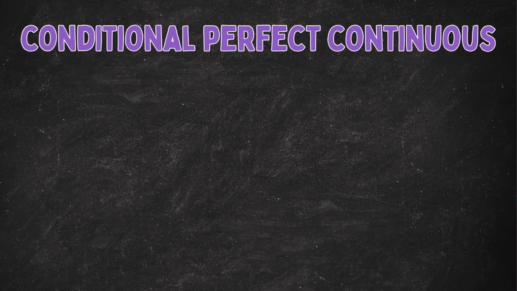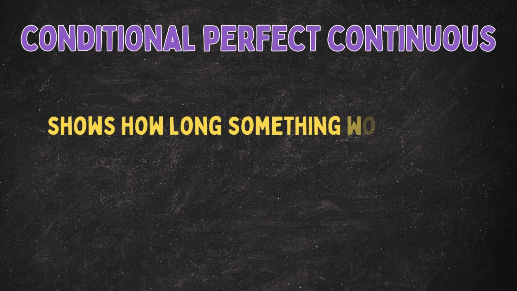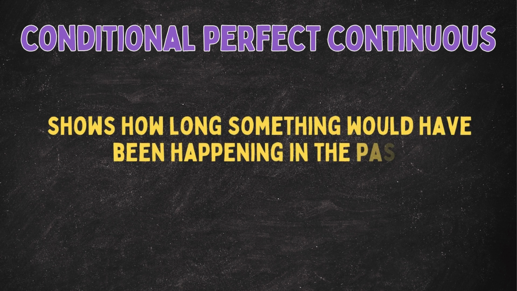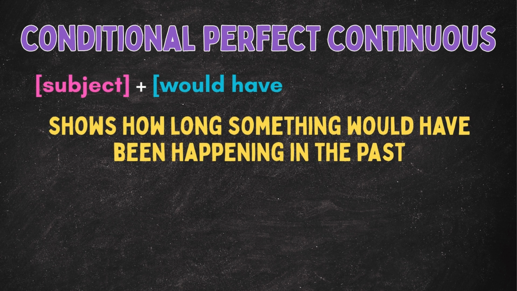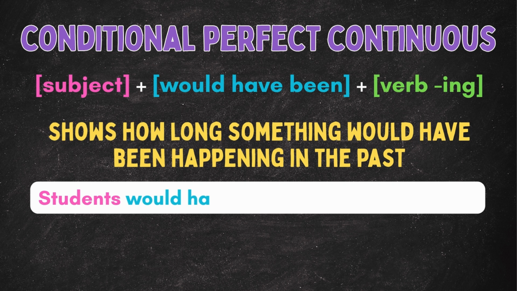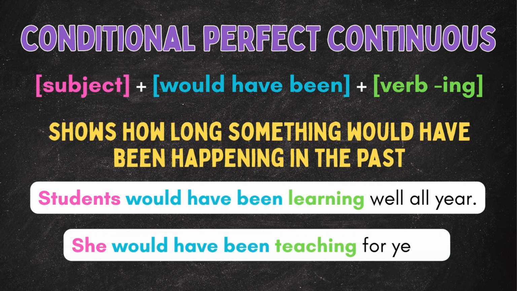Conditional perfect continuous. The conditional perfect continuous shows how long something would have been happening in the past. The sentence structure consists of subject plus would have been plus verb with ing. For example, students would have been learning well all year. She would have been teaching for years.